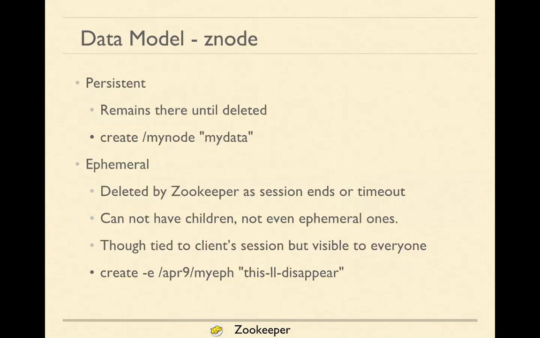All right. Now there are various kinds of Z nodes, as in various kinds of files or folders, whatever you want to call them. A Z node could be persistent or it could be ephemeral. The way we create a persistent node is by saying create, then the parent Z node and the name of the Z node, and then the data that we want to put in.